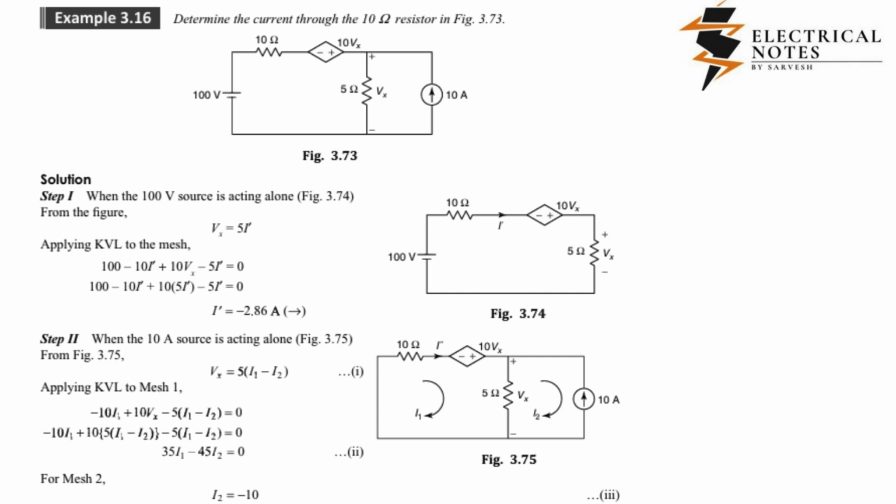Step 2: when the 10A source is acting alone, figure 3.75. From figure 3.75, Vx equals 5(I1 minus I). Applying KVL to mesh 1, we get the mesh 1 equation.